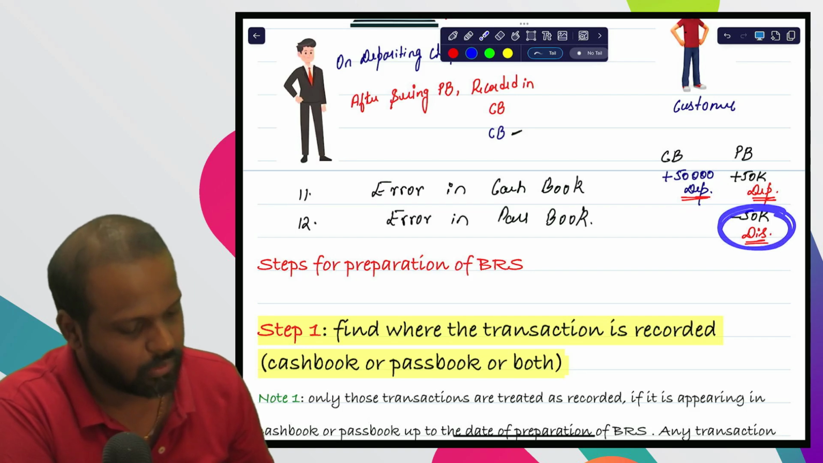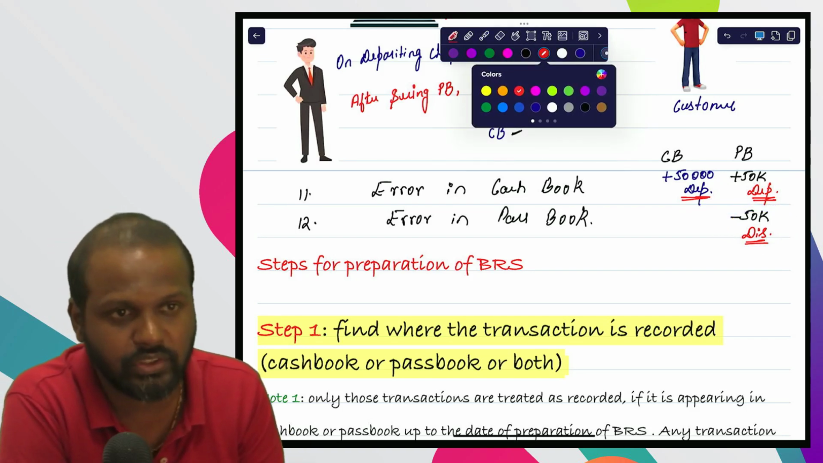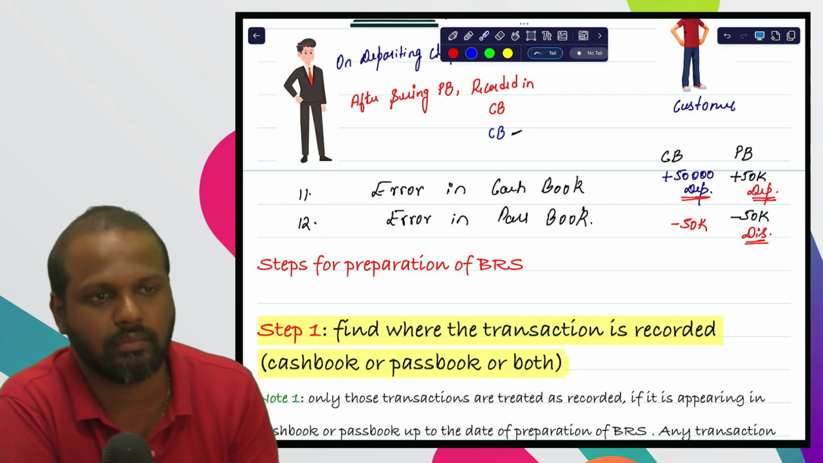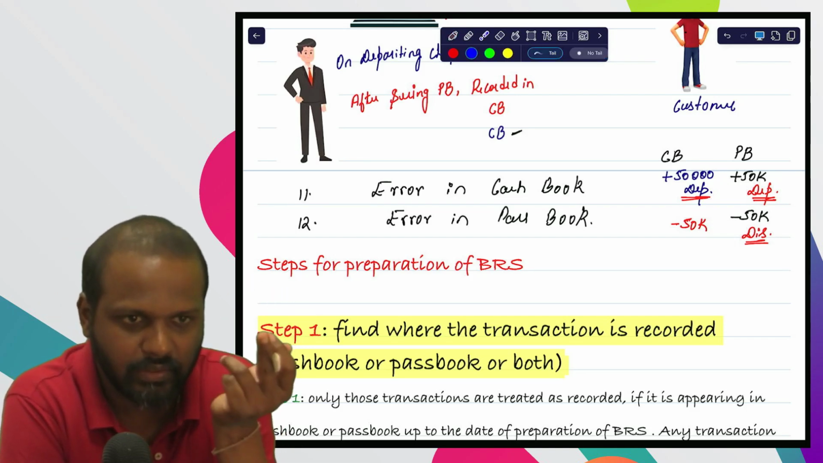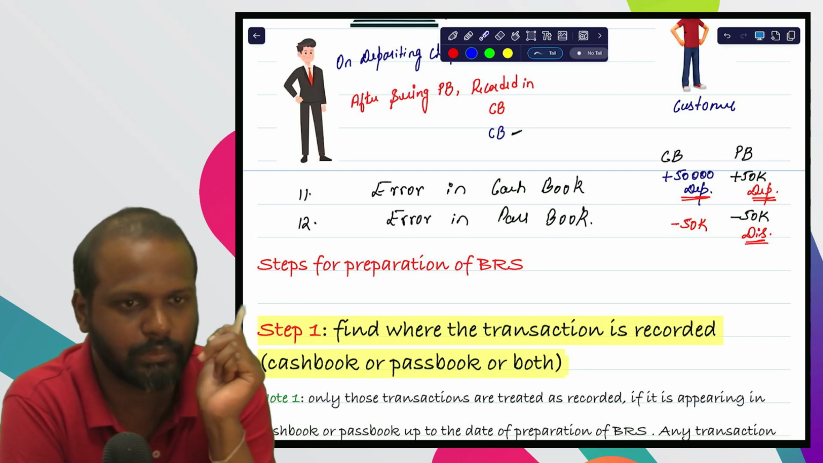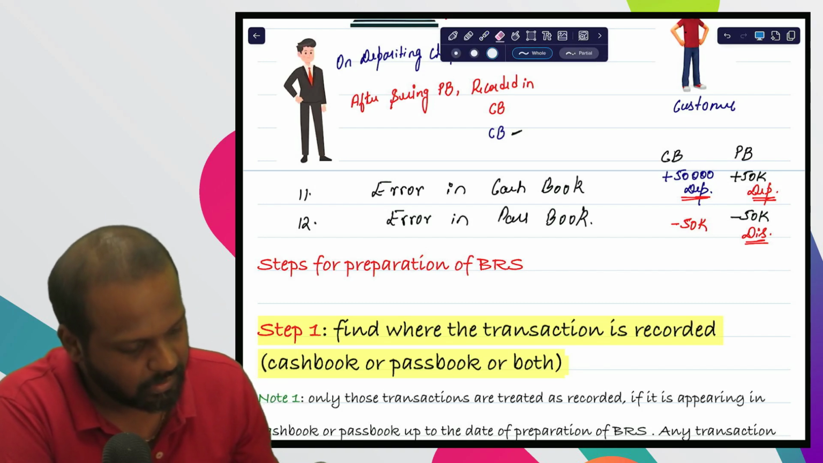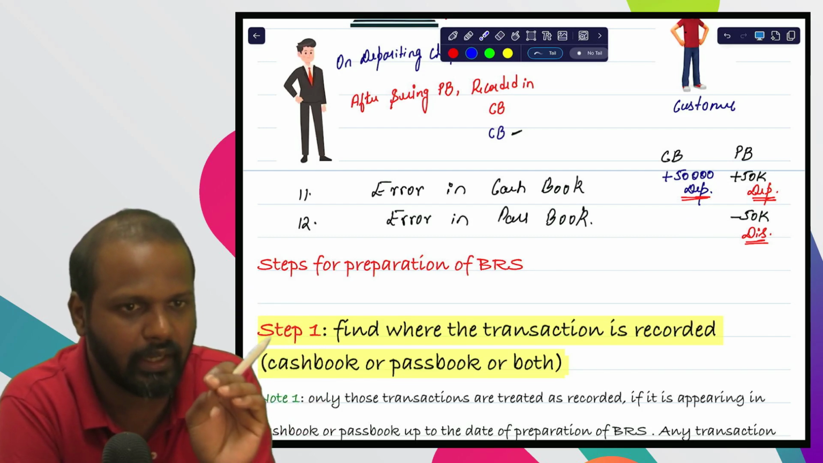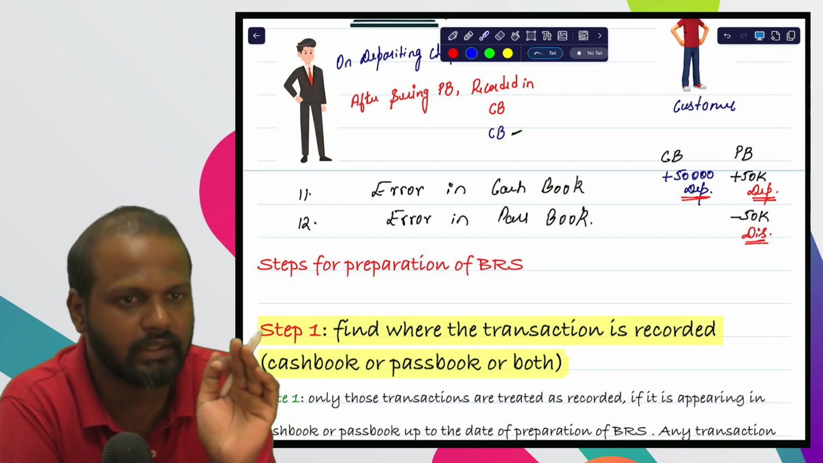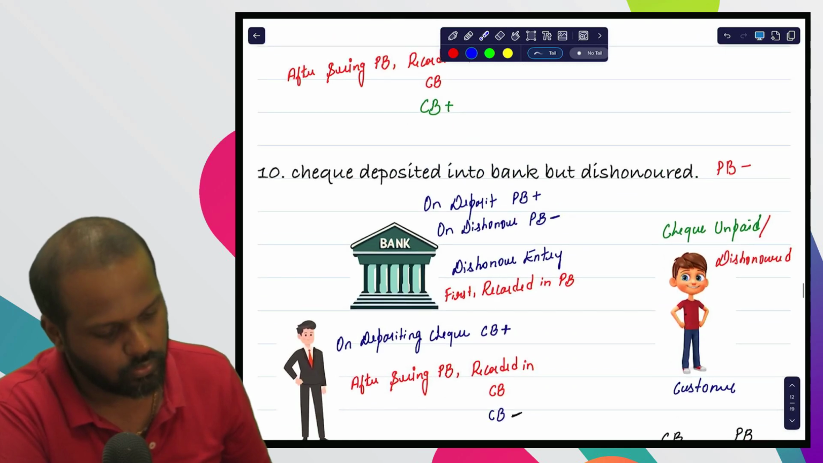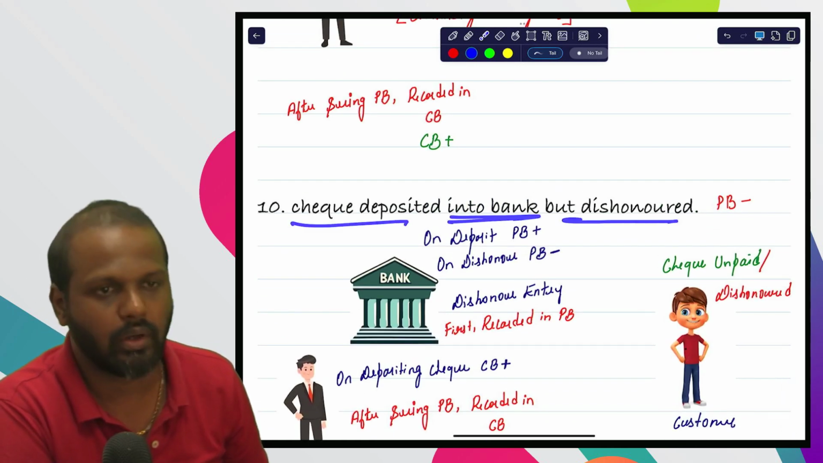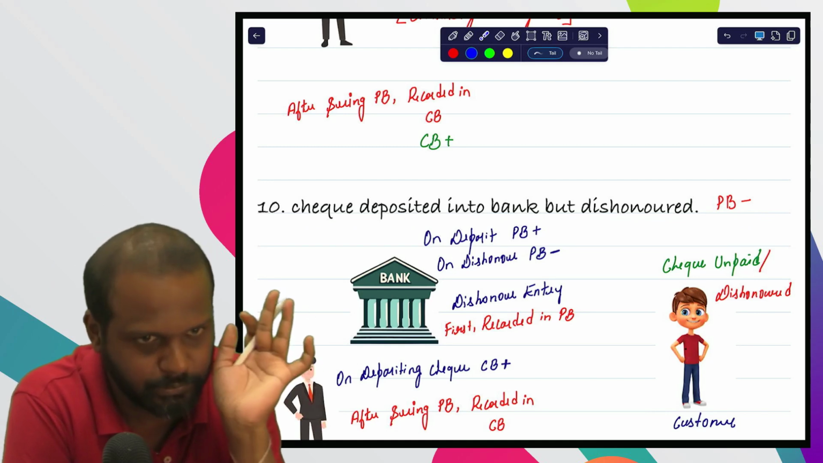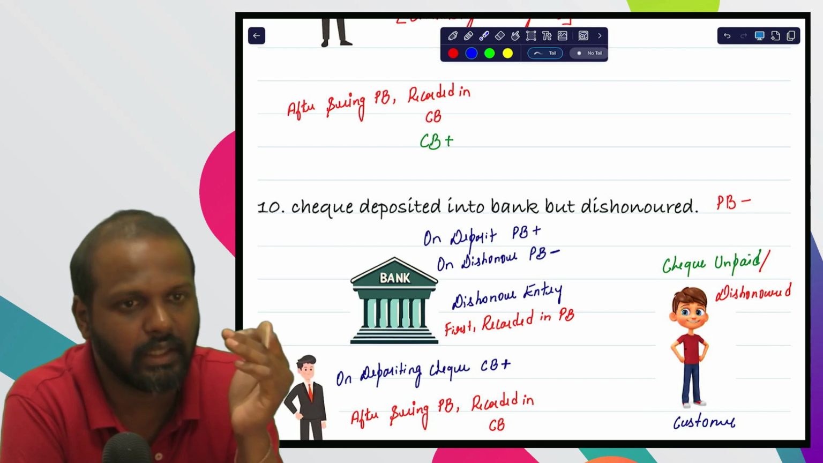After I see the passbook that they have done minus 50,000 for dishonor of the check, then I will also do minus 50,000 rupees in the cash book. But we are assuming that we have not yet seen the passbook. If you have not yet seen the passbook, you have not done any entry for dishonor in the cash book. The dishonor entry is available only in the passbook. So check deposited into bank but dishonored. Who has done the entry? Bank. And what have they done? Minus 50,000. Where is the entry not recorded? Cash book, because we are assuming we have not yet seen the passbook.